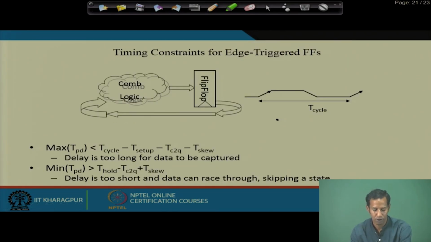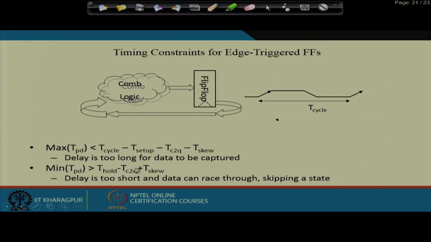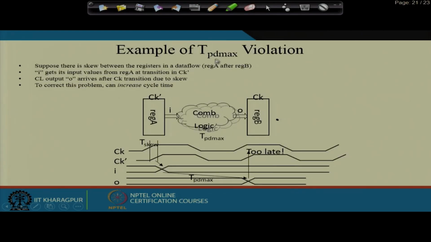Depending on the equation, the maximum propagation delay of the combinational logic will be T cycle minus T setup minus T clock to Q minus T skew, where T cycle is basically T max plus T setup plus T clock to Q plus T skew. If the delay is too long, the data will be captured incorrectly. We will see an example then. The minimum propagation delay, T PD min, should be greater than T hold minus T clock to Q plus T skew. If the delay is too short, the data cannot be recognized properly and it will skip one state. So, let us consider this example of the T PD max violation.